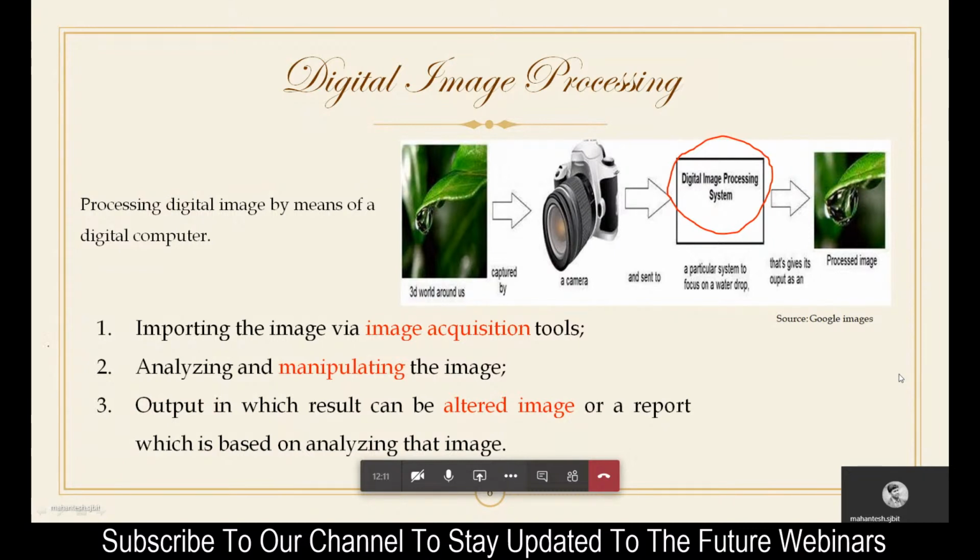As I was saying, digital image processing processes the digital image by means of a digital computer, and it acquires an image through a digital sensor. I have a digital image processing system focusing on a water droplet here, and that gives an output as a water droplet, which is a processed image.